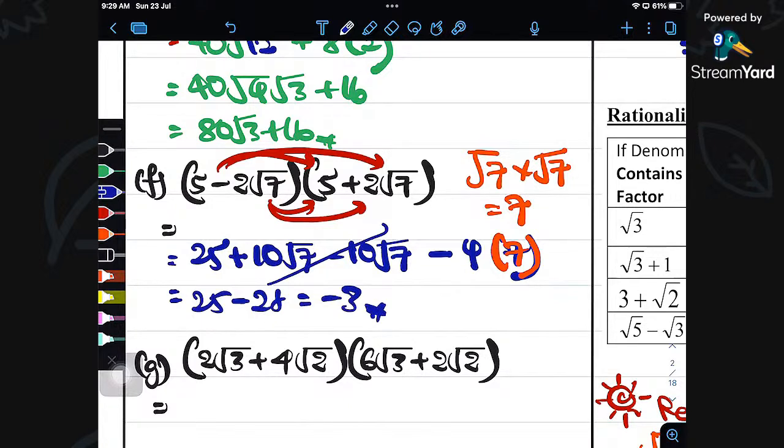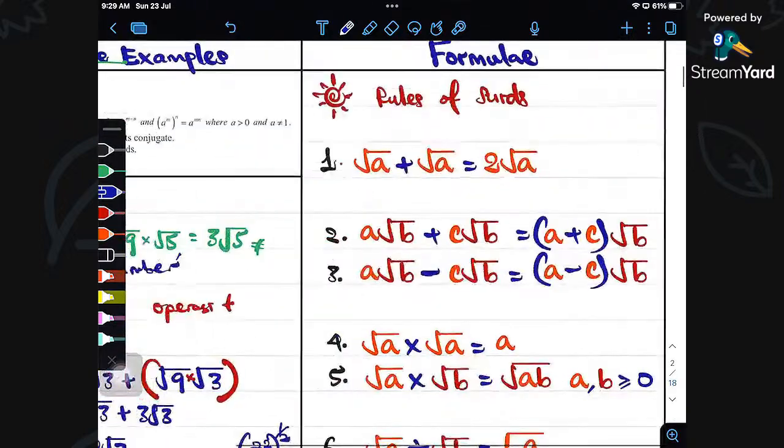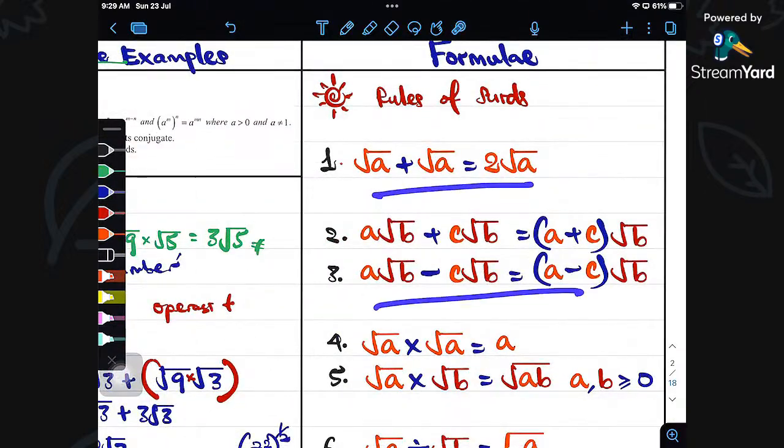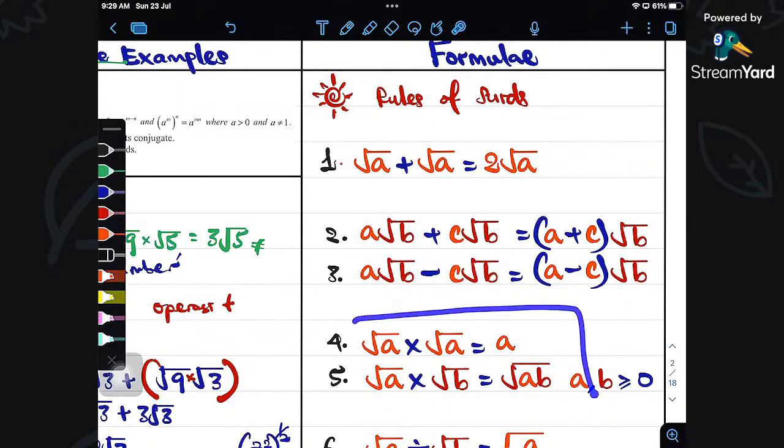So this one, I want you to do it by yourself. Just darab masuk satu demi satu. Make sure you are using all of this formula very, very carefully. Okay, just apply them, understand the concept, understand the rules, follow the rules, and you will be fine.